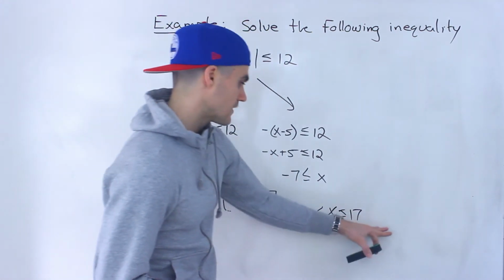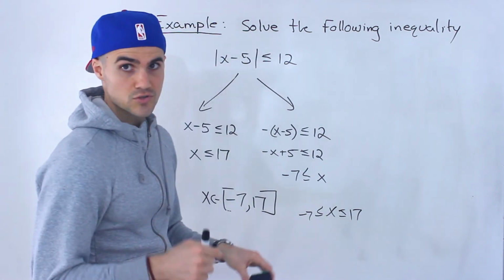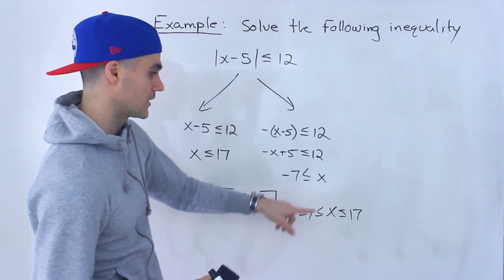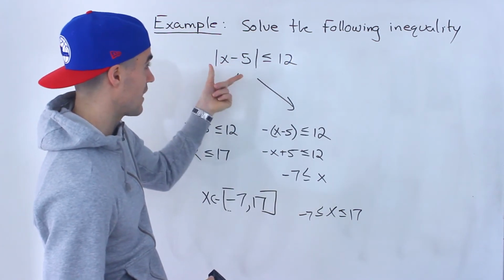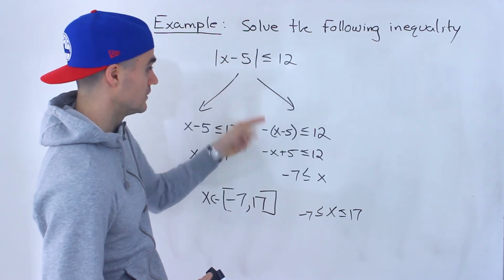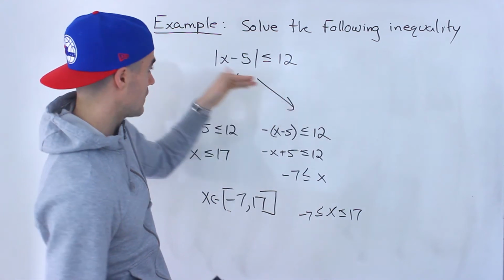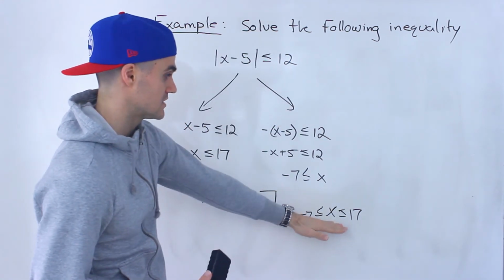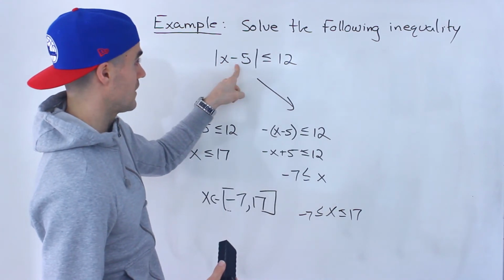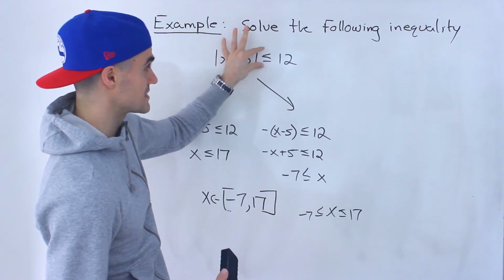Any x value that's between those values, when you plug it in here, is always going to be less than or equal to 12. So you could try it out. Let's say we plug in 0, which is in this interval. 0 minus 5 is negative 5, but the absolute value of negative 5 would be positive 5. Notice 5 is less than or equal to 12. Or if we plugged in 10, which is in this interval, 10 minus 5 is positive 5, and the absolute value of 5 is less than or equal to 12.